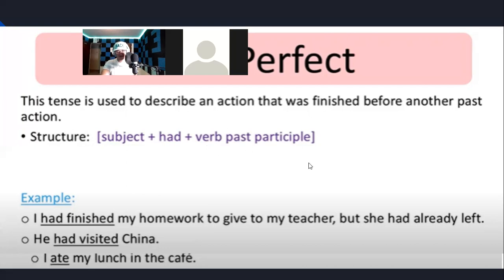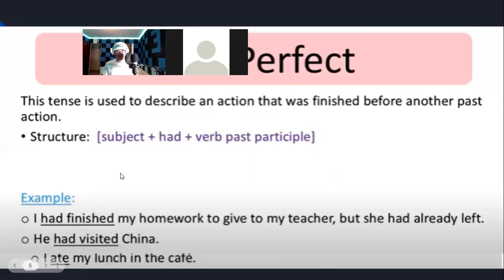This is something we have to study. We have to study past participle, and we have to study irregular verbs too. And we need to know what a subject is. The subject is just the person or object which is taking the action, or the action is being taken on it, like I, you, he, them. And then there's had, which is the past form of have.